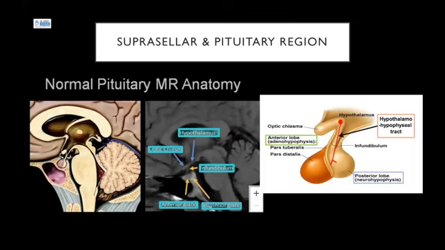So in this sagittal MRI image, we can again make out the anterior and the posterior pituitary. And we talked about the posterior pituitary bright spot in T1. We have our stalk or infundibulum, and then we have the hypothalamus and the optic chiasm.